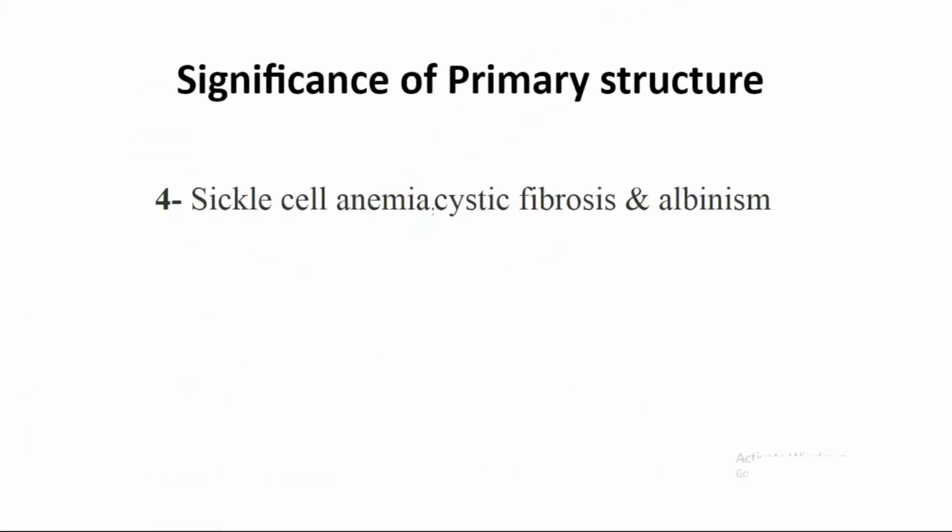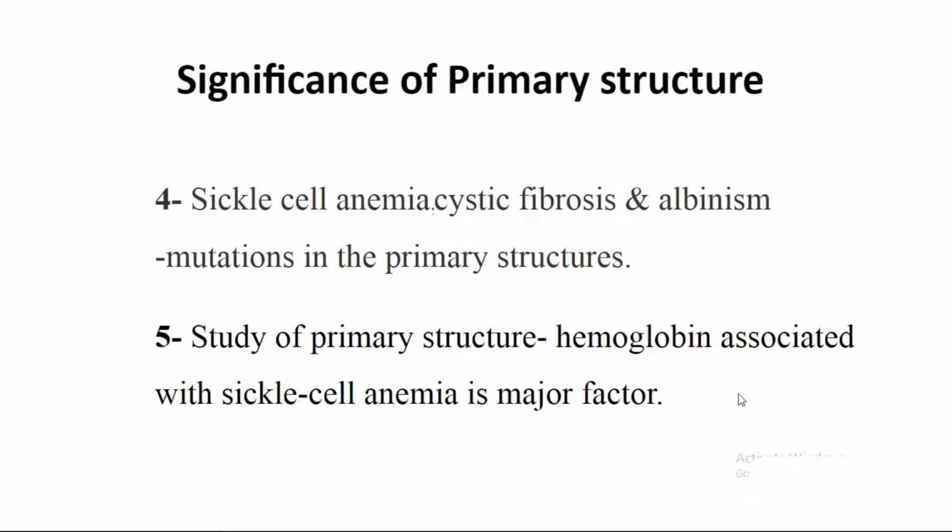Many genetic disorders have mutations at the primary level of protein structure, so it's very important to know where the problem lies in order to treat it. For example, after studying the primary level of protein structure for sickle cell anemia, we get to know that defective hemoglobin is the major factor for it.